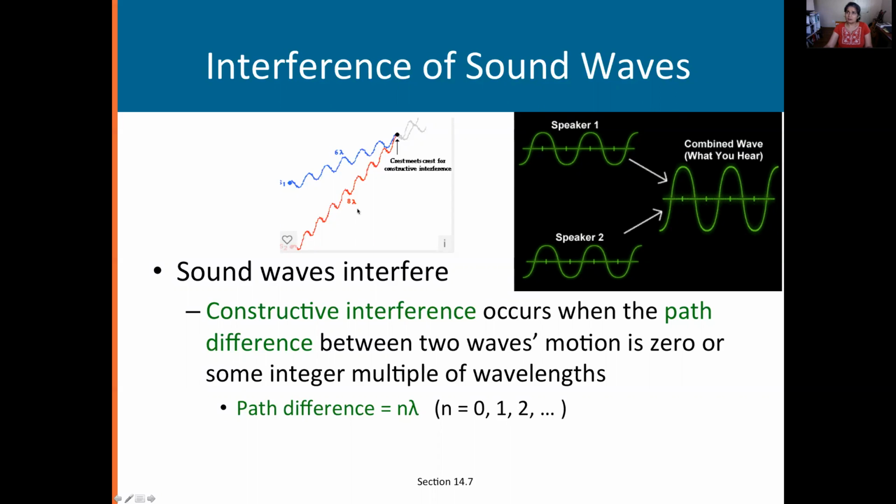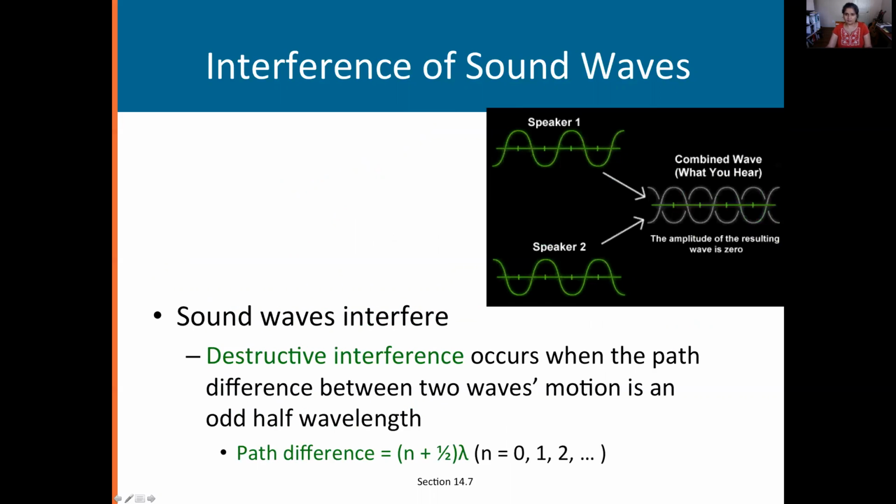What if their path difference was such that it was not an integer multiple of lambda, but say of lambda plus half a wavelength, okay? So if I had some integer plus half times the wavelength, and it doesn't matter whether n is 0, 1, 2.